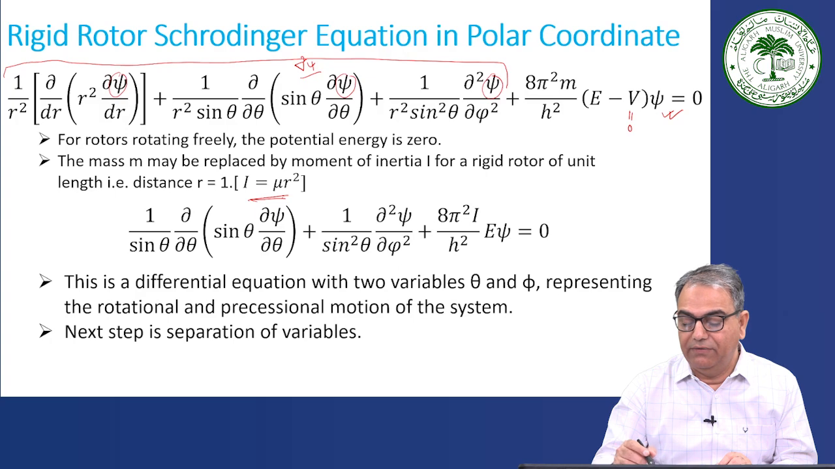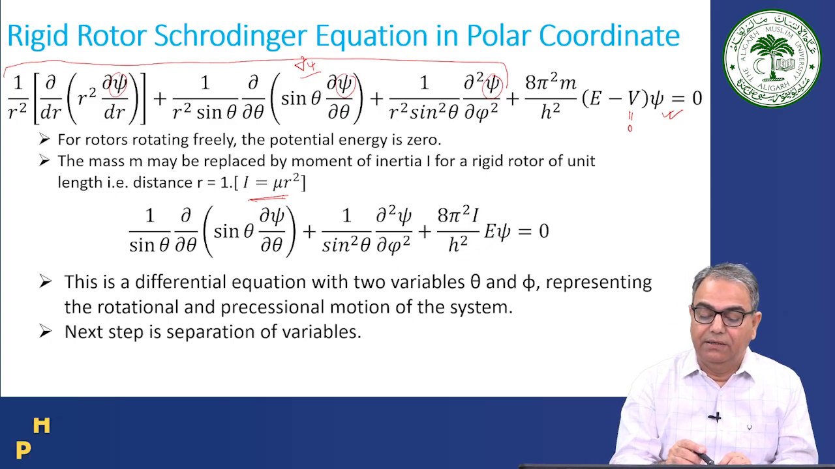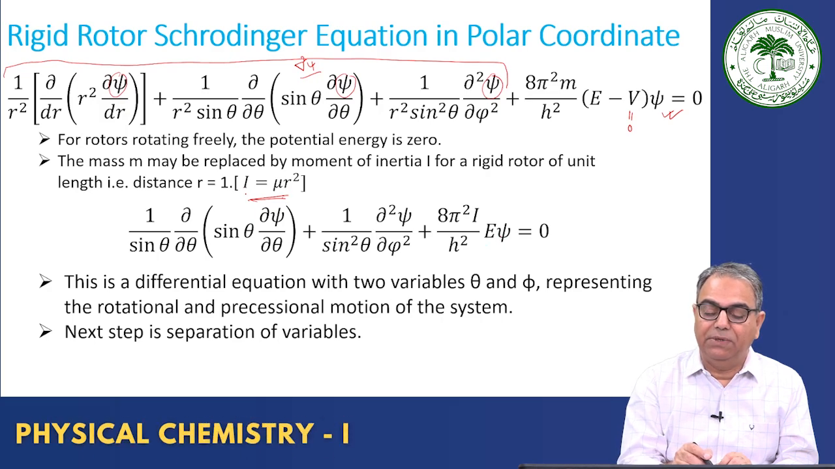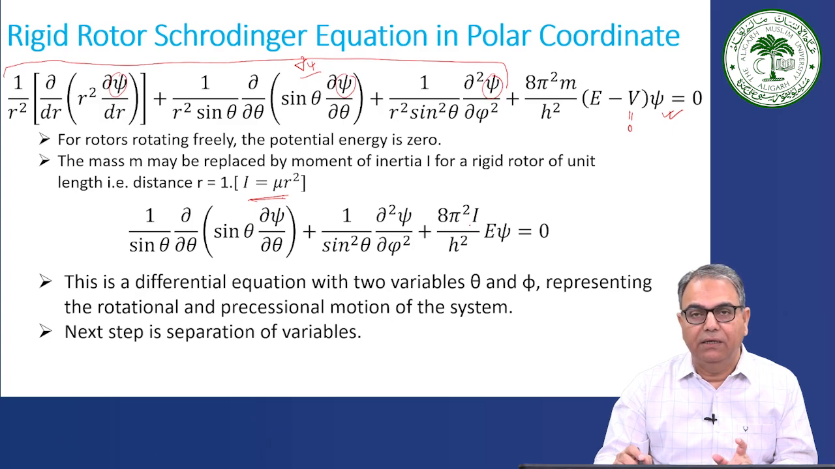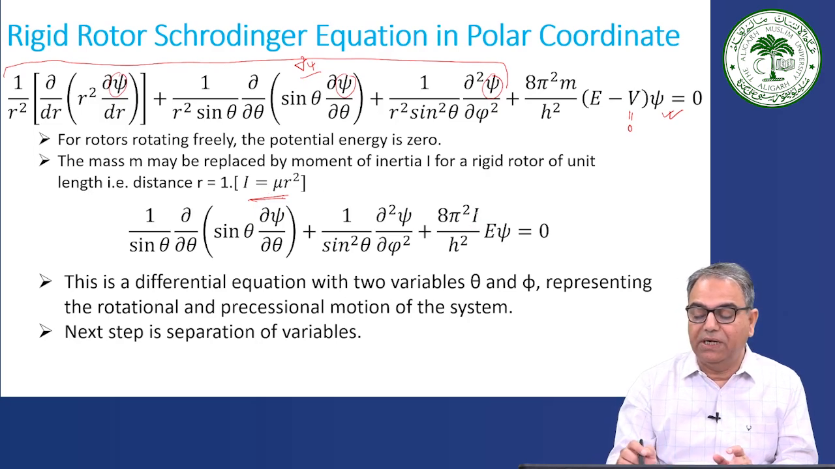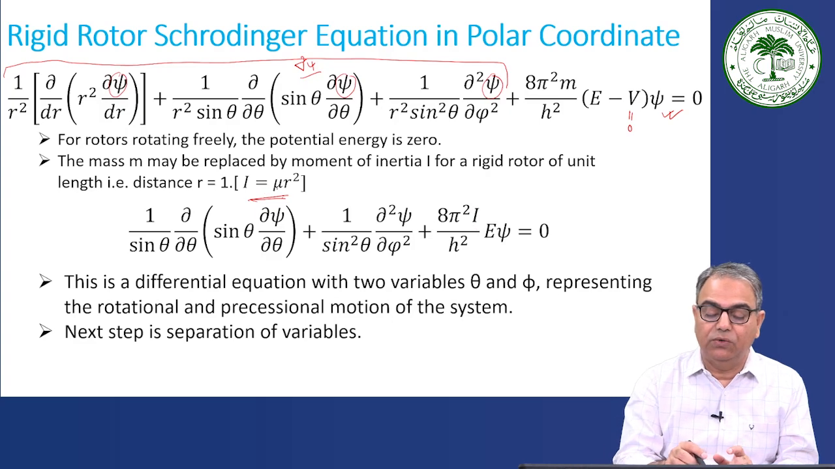And then we can write 8 pi square I divided by h square (E minus V) psi, because again if you take r equal to 1, then I becomes equal to mu, and mu is the reduced mass. I said to you, whenever you have a two body problem and you want to convert it into a one body problem, then instead of mass you use reduced mass. So, you could have written 8 pi square mu by h square, and since it is a two body problem, we are converting to a one body problem, instead of mass we use mu, and this mu becomes equal to I, because I is equal to mu r square and r is equal to 1.